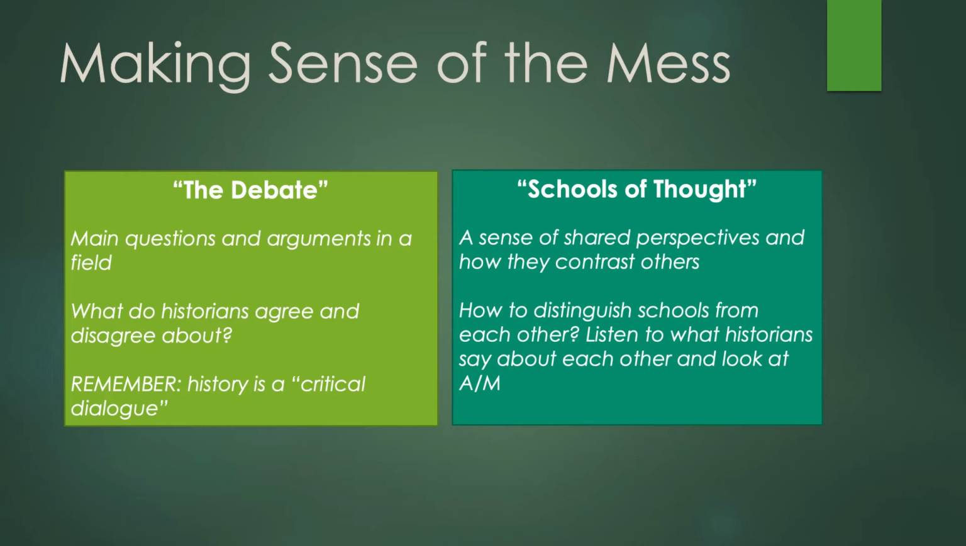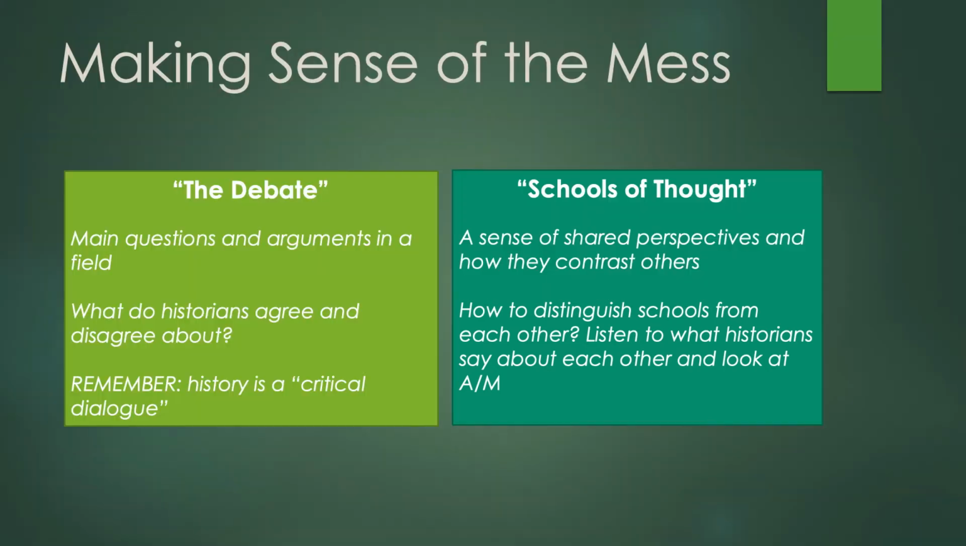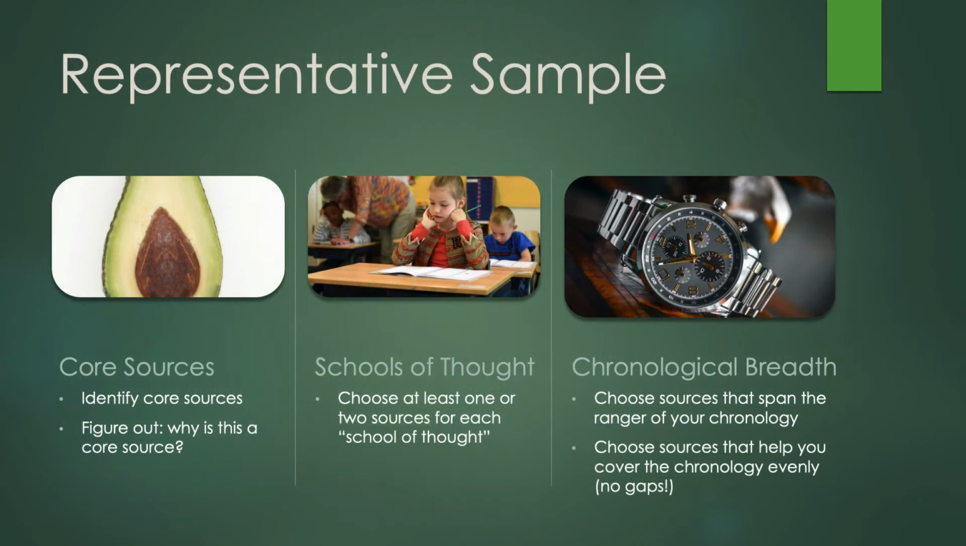And how do you distinguish what these camps are? Well, look at the A and the M. Historians with similar arguments usually comprise a unique school of thought. Similarly, historians with similar methodologies do the same. That's how you end up describing the historiographic debate, as a conversation between a few general schools of thought or a few general historiographic camps, each comprised of individual historians with individual arguments and approaches that you articulate in more detail. And this gets us back to the representative sample.